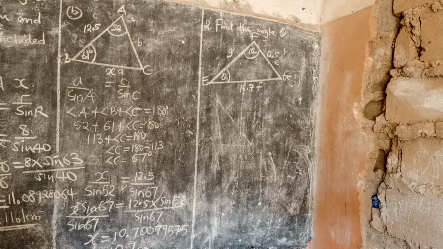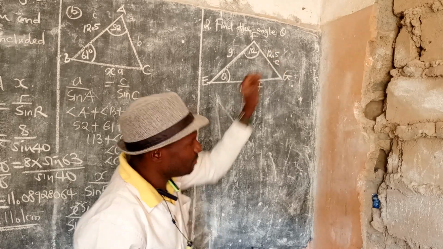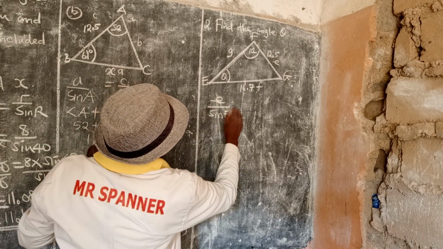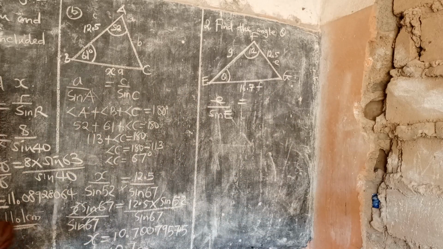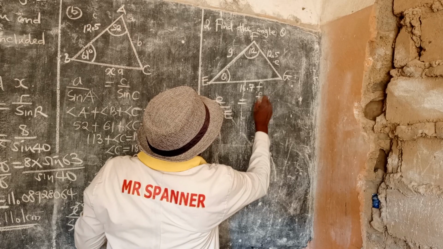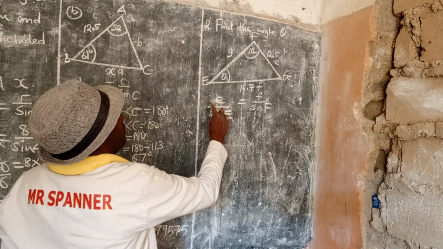What am I looking for? I'm looking for theta. What is opposite the angle that I'm looking for? Which letter is that? E. So you start with E over sine E, is equal to which side am I going to get? I'll get F. So I'll say F over sine F. Do you know E? Yes.